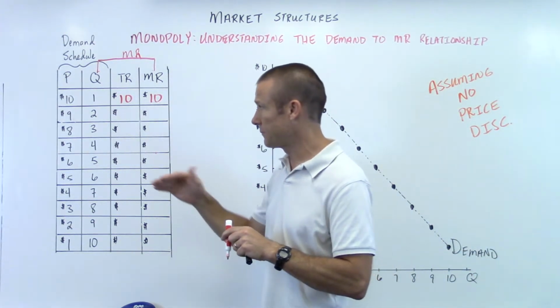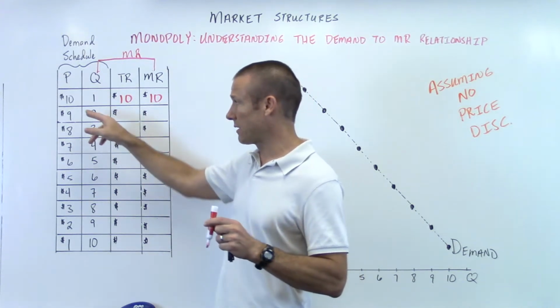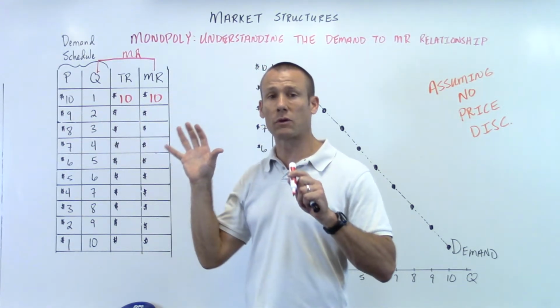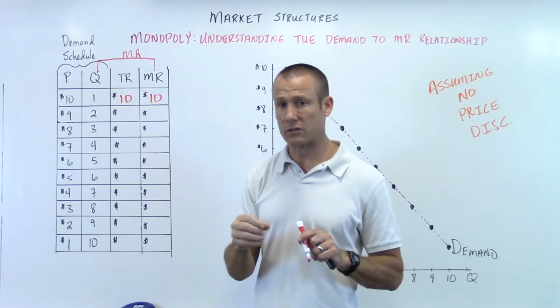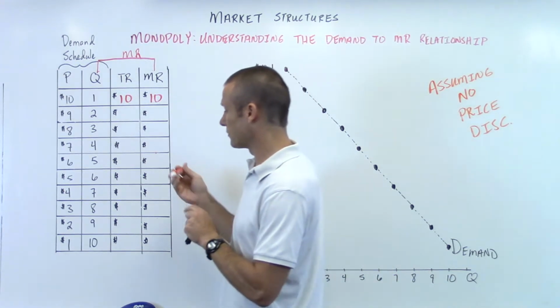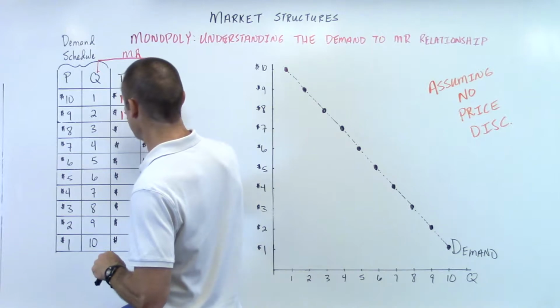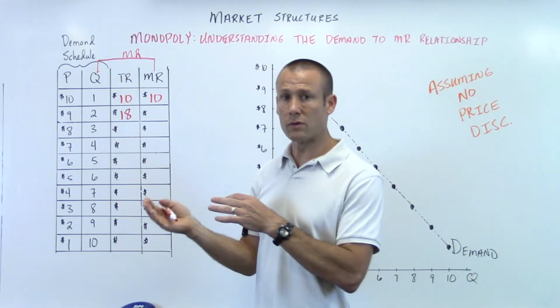Back over to here, right? We want to get 2 people now to buy it. We're going to have to lower our price to $9, and we're going to charge everybody $9. So $9 times 2 gives us a total revenue of 18, and a marginal revenue, an additional revenue.